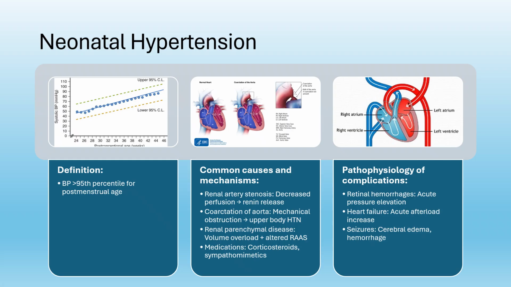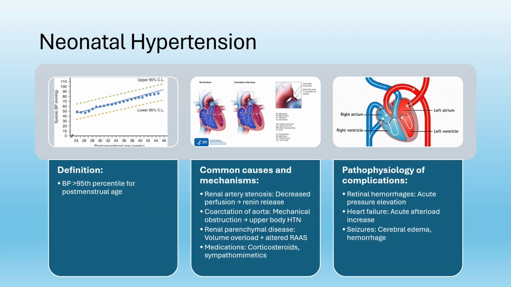Coarctation of the aorta produces hypertension through mechanical means. The anatomic narrowing creates fixed obstruction, generating a pressure gradient. Vessels proximal to coarctation experience elevated pressure as the left ventricle works against increased afterload. Upper extremity blood pressure may be severely elevated, while lower extremity pressures remain normal.